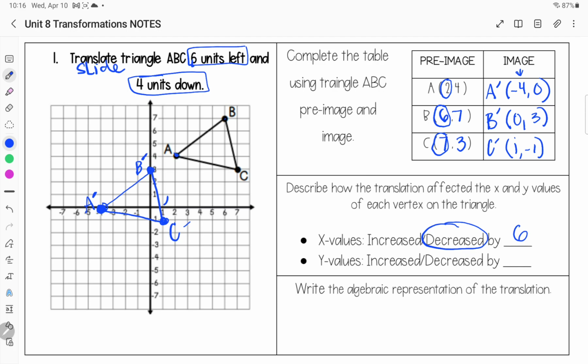Now we're going to look at our y values. My y value started at negative 4 and then it became 0. This y value started at 7 and it became 3. This y value started at 3 and it became negative 1. So did my y values increase or decrease? Hopefully again you said they decreased, and they decreased by 4.